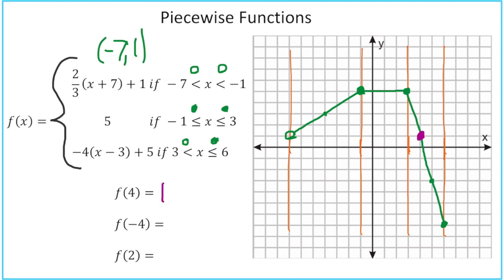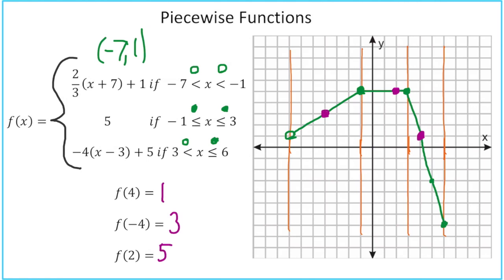Next up, we have f of negative 4. So if I go to where the x value is negative 4, this is where the graph crosses. So f of negative 4 is 3, and f of 2 would be right there, a value of 5.